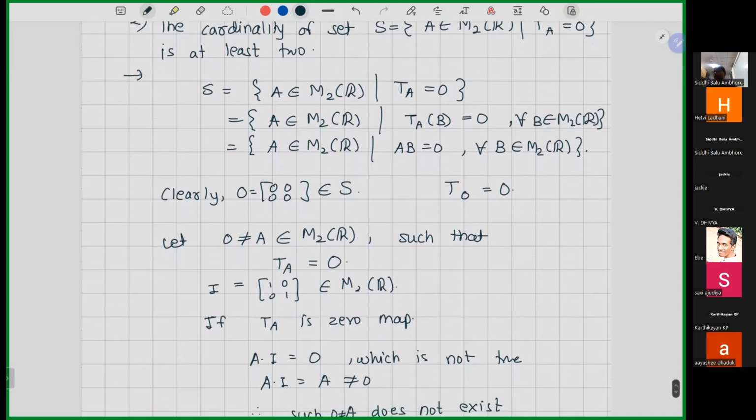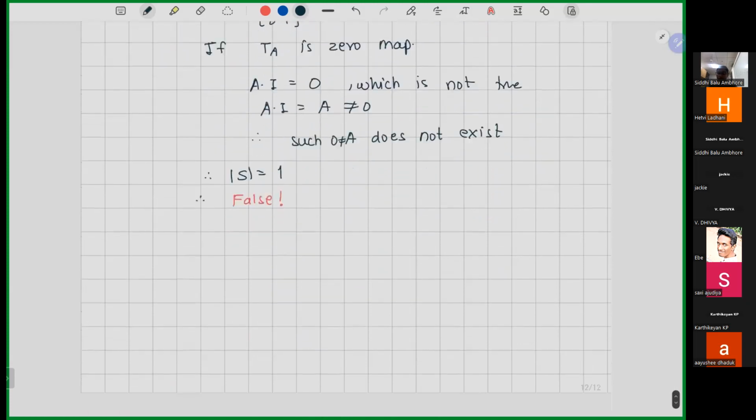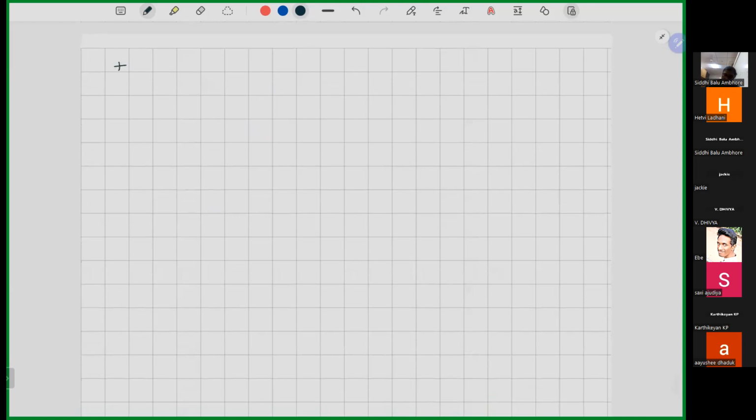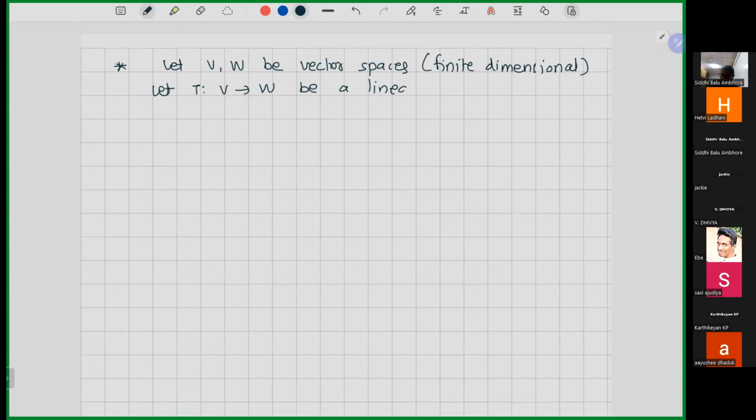So we'll move further then. And now the linear transformation matrices, which we would like to see. Let me start with a new page. So what is a linear transformation matrix actually? Let V and W be vector spaces, or let them be finite dimensional, then let T from V to W be a linear transformation.